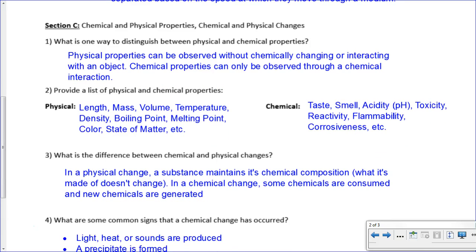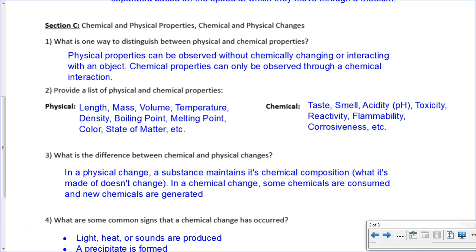All right, on to section C, talking about chemical and physical properties, chemical and physical changes. It says, what's one way to distinguish between physical and chemical properties? Well, physical properties you measure without changing the substance, or you don't have to chemically interact with the substance to measure a physical property. Examples I give below are length, mass, volume, temperature, density, boiling point, melting point, color, state of matter, etc. These are all things that we can measure without actually modifying the substance or chemically interacting with the substance.